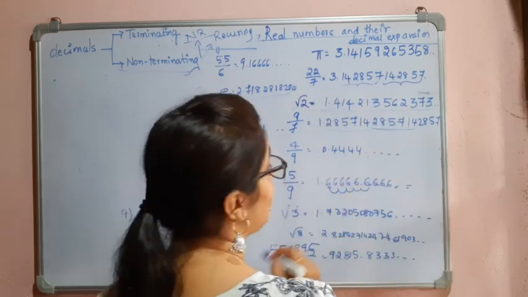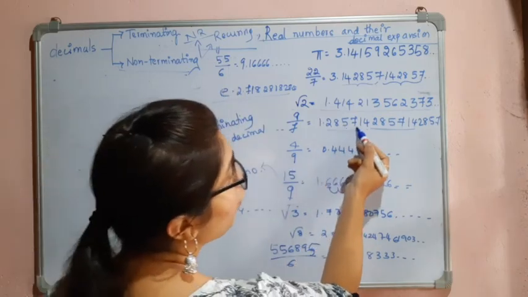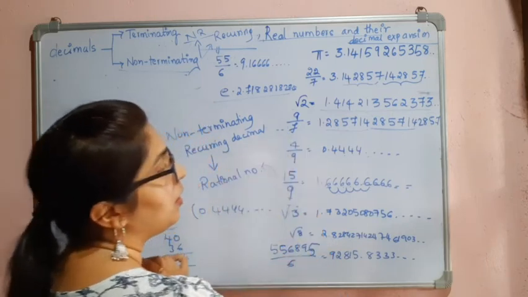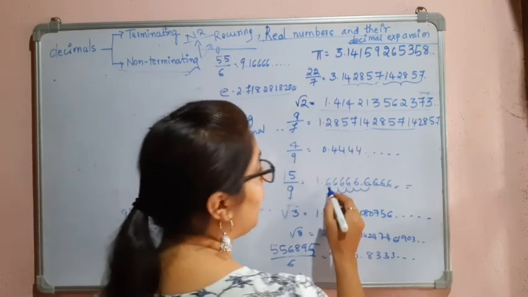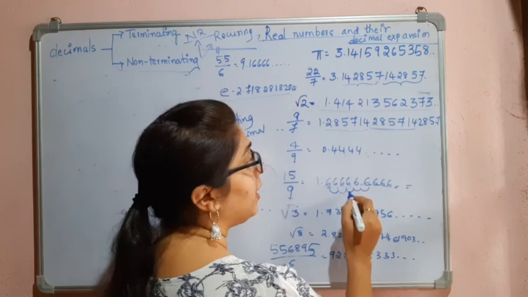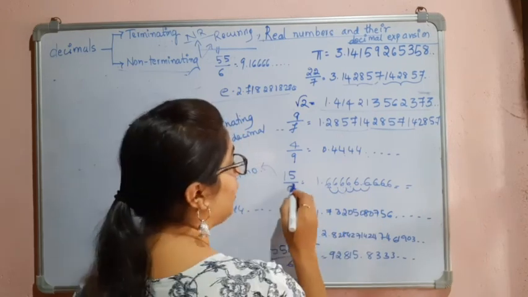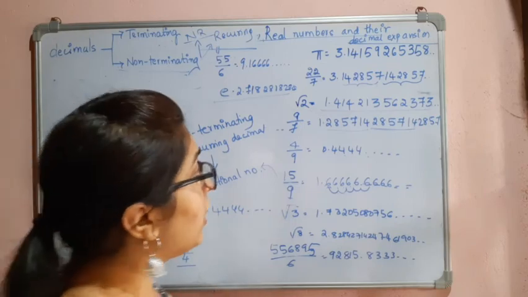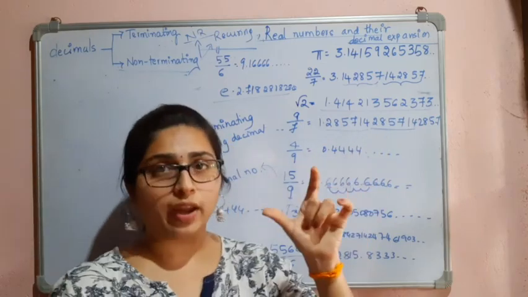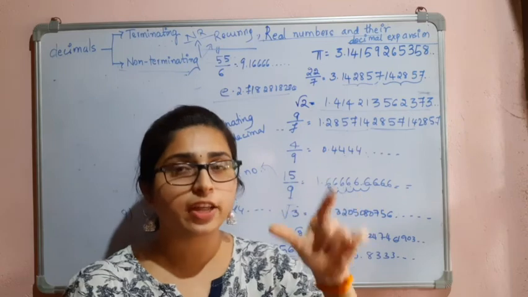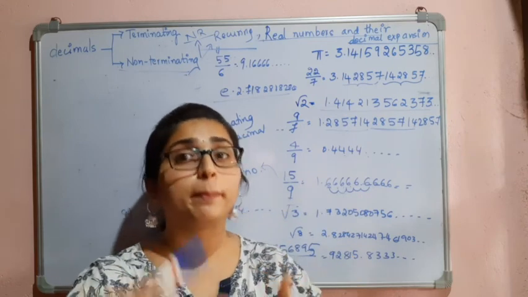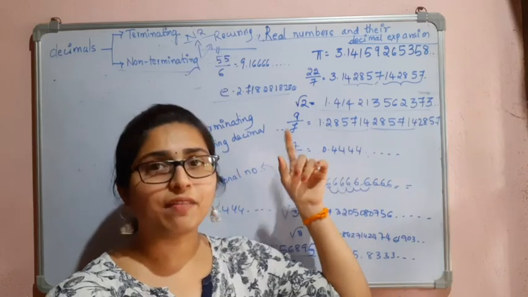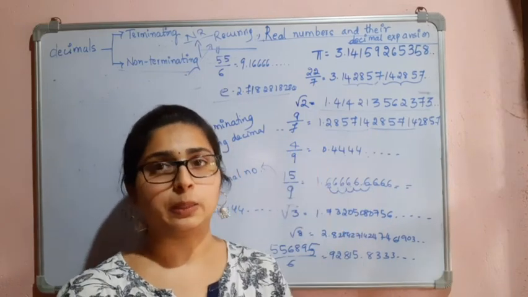Remember, the divisor is 7, and here there are 3, 4, 5, 6 digits. And here the number which is repeating is only 1 digit and the divisor is 9. So the number of digits in a string which is reoccurring or repeating will always be less than the value of the divisor.